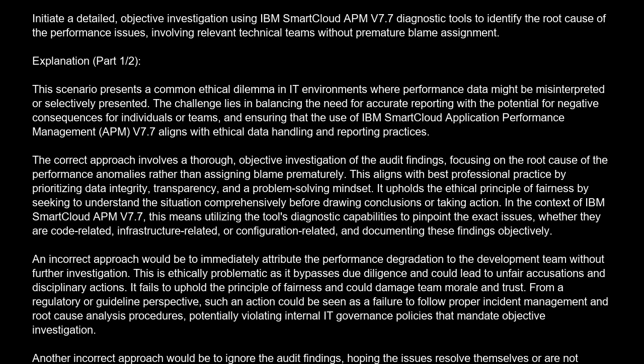documenting these findings objectively. An incorrect approach would be to immediately attribute the performance degradation to the development team without further investigation. This is ethically problematic as it bypasses due diligence and could lead to unfair accusations and disciplinary actions. It fails to uphold the principle of fairness and could damage team morale and trust. From a regulatory or guideline perspective, such an action could be seen as a failure to follow proper incident management and root cause analysis procedures, potentially violating internal IT governance policies that mandate objective investigation.